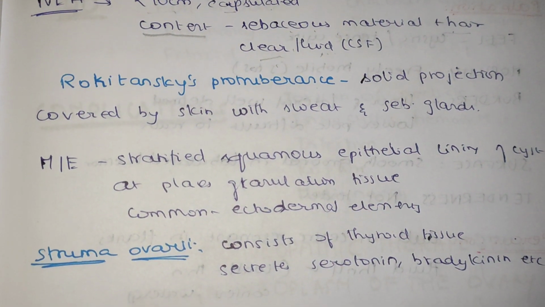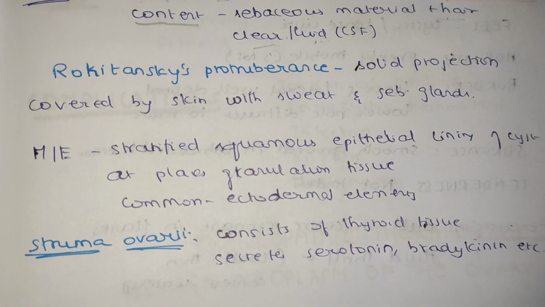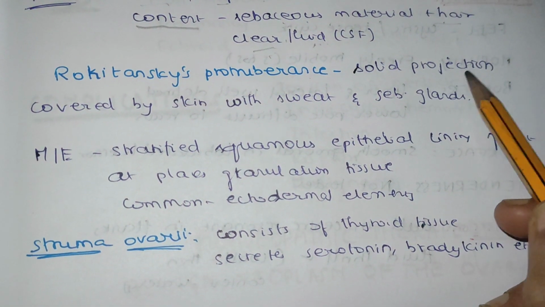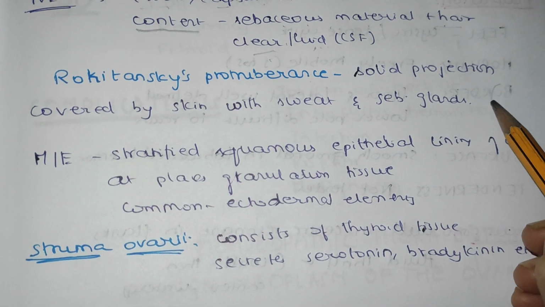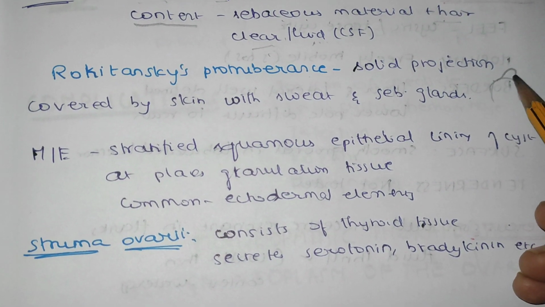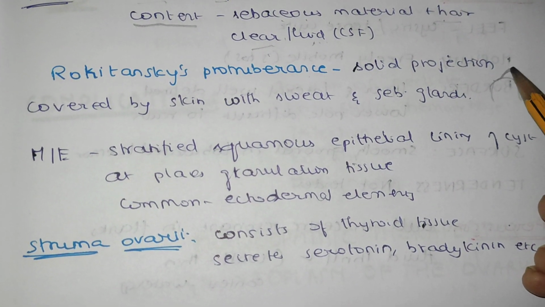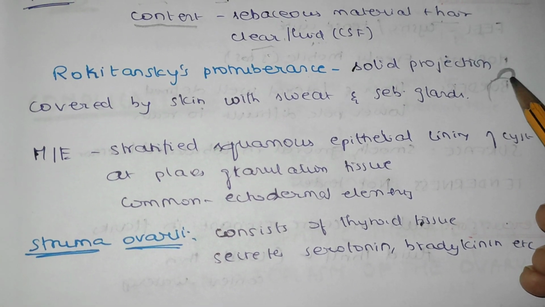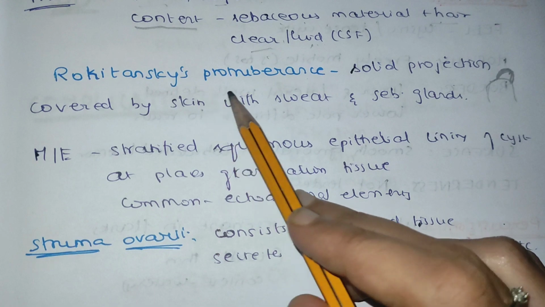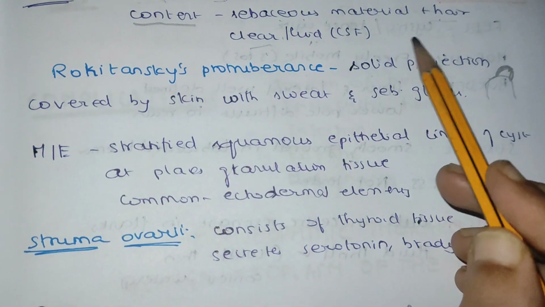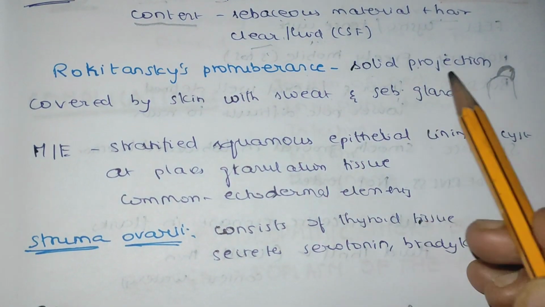Rokitansky's protuberance. What is Rokitansky's protuberance? It is a solid projection covered by skin with sweat and sebaceous glands. Imagine a dermoid that contains a protuberance like this, and this protuberance is covered by skin and also contains sweat and sebaceous glands. So Rokitansky's protuberance is a solid projection covered by skin with sweat and sebaceous glands.